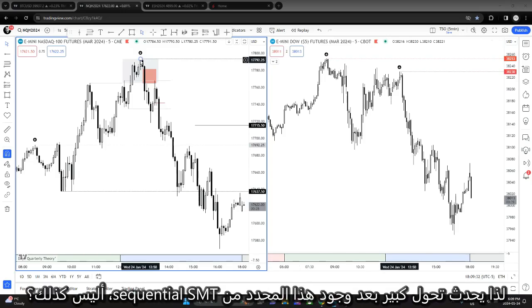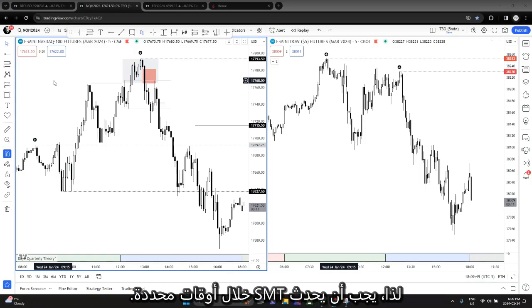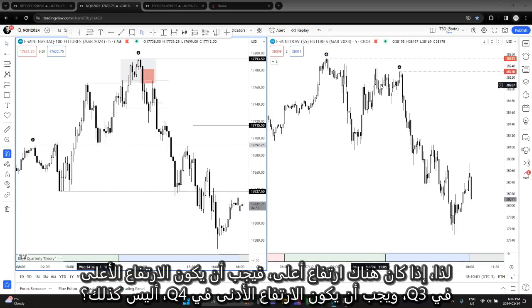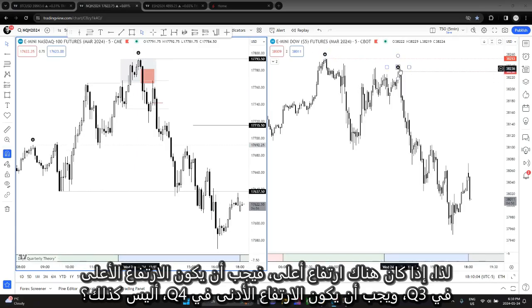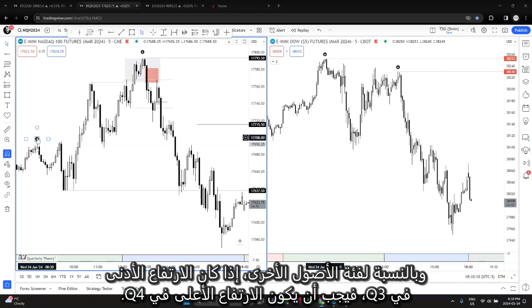So a macro shift occurs after there is this specific sequential SMT, right? And a macro shift is just a simple break of structure. But what makes it a macro shift is the fact that it happens after this, right? So SMT must happen during specific times. So if there's a higher high, the higher high is in Q3, the lower high should be in Q4, right? And for the other asset class, if the lower high is in Q3, the higher high should be in Q4.